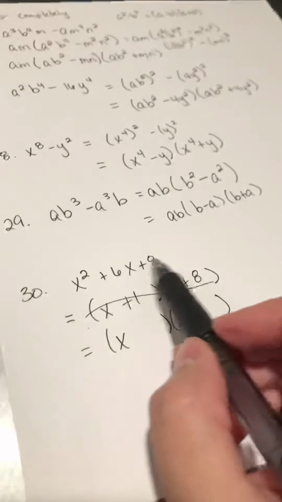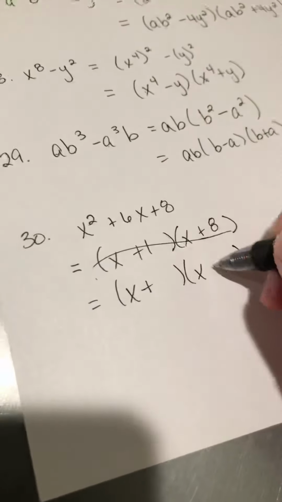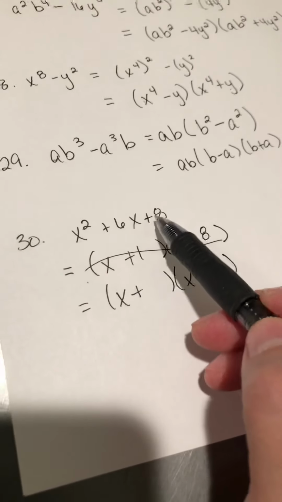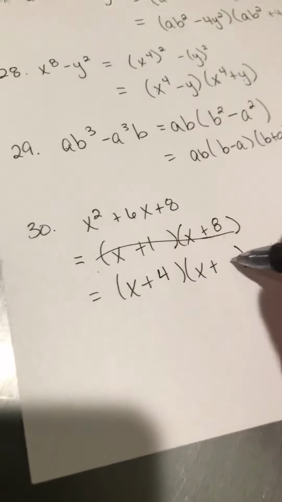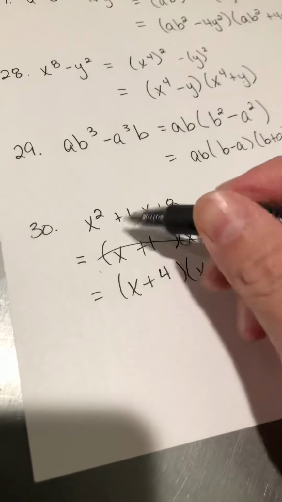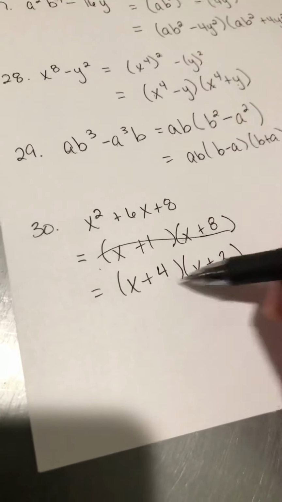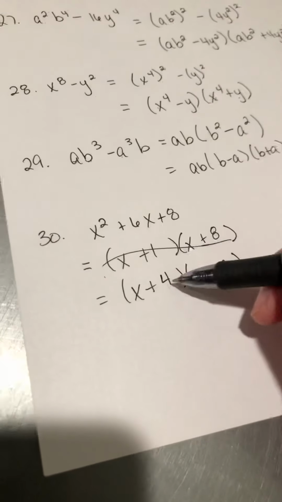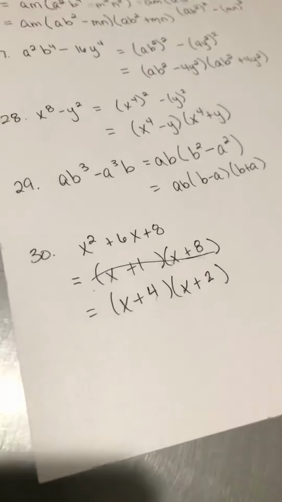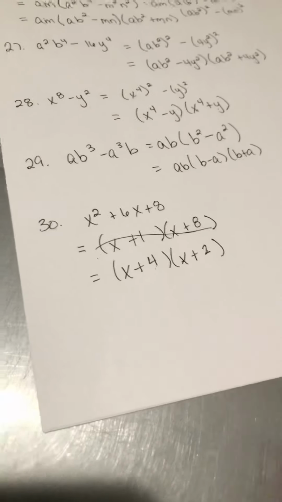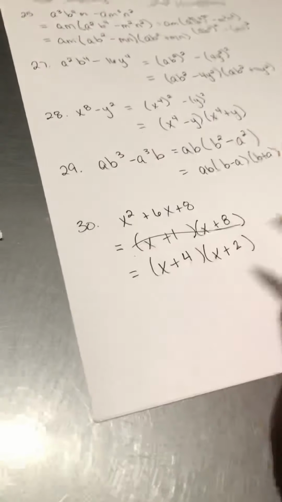And if all of these are positive, then all of these will have to be positive as well. So if I try 4 and 2 and see if that works, I've got x times x is x squared, and I've got plus 2x plus 4x is plus 6x, and 4 times 2 is 8. So that is what works. So that is using the guess and check method, which is fine. You can use the guess and check method.